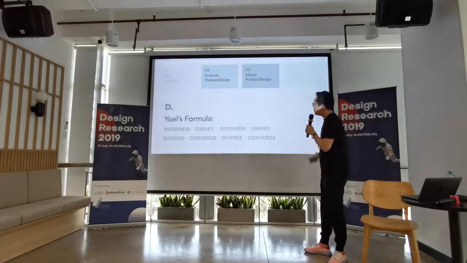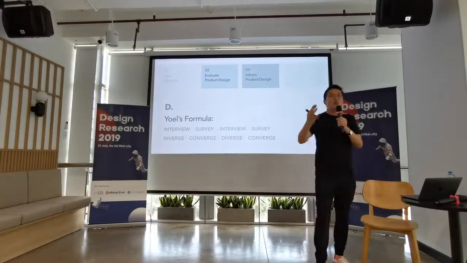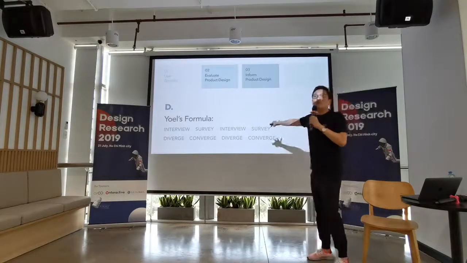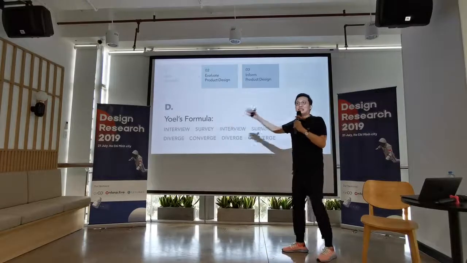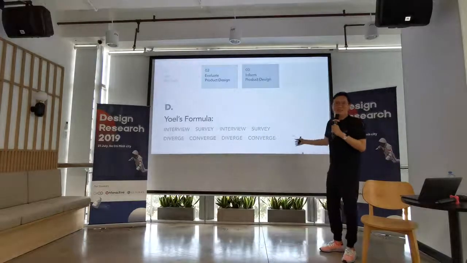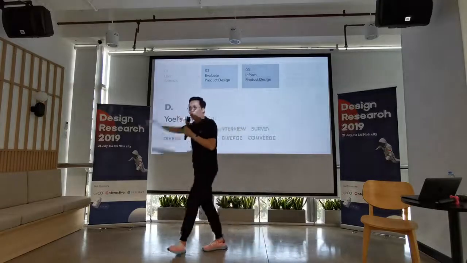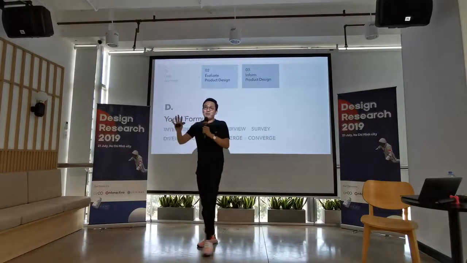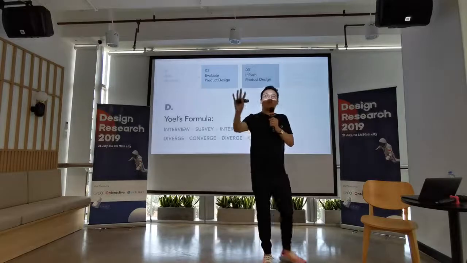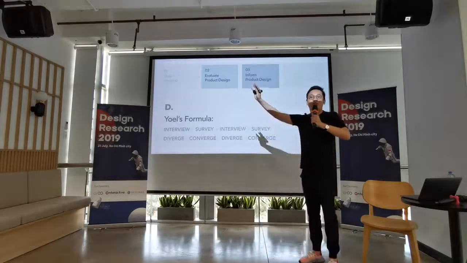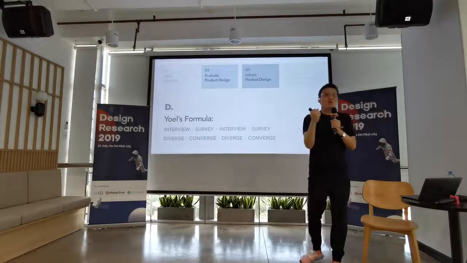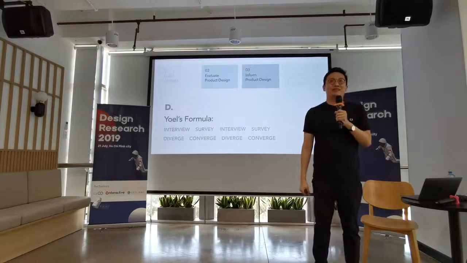Another tip: when you do not know how to start doing foundational study, this is a simple formula: interview, survey, interview, and survey. So you go diverge, you go converge, diverge, and converge again. It's very cheap. You can use 7 participants for interviews, and then do 1 survey, and you can start your foundational study from there.